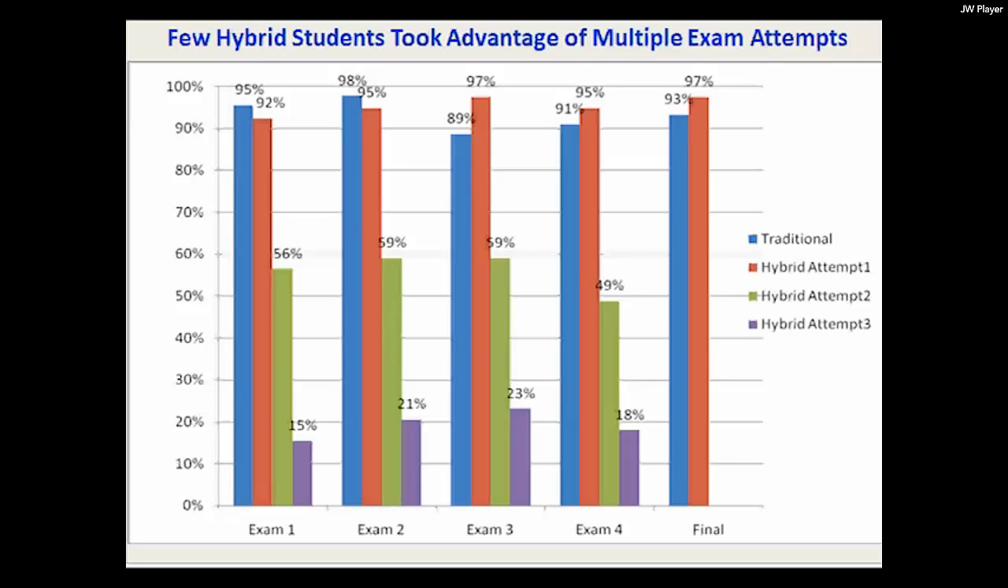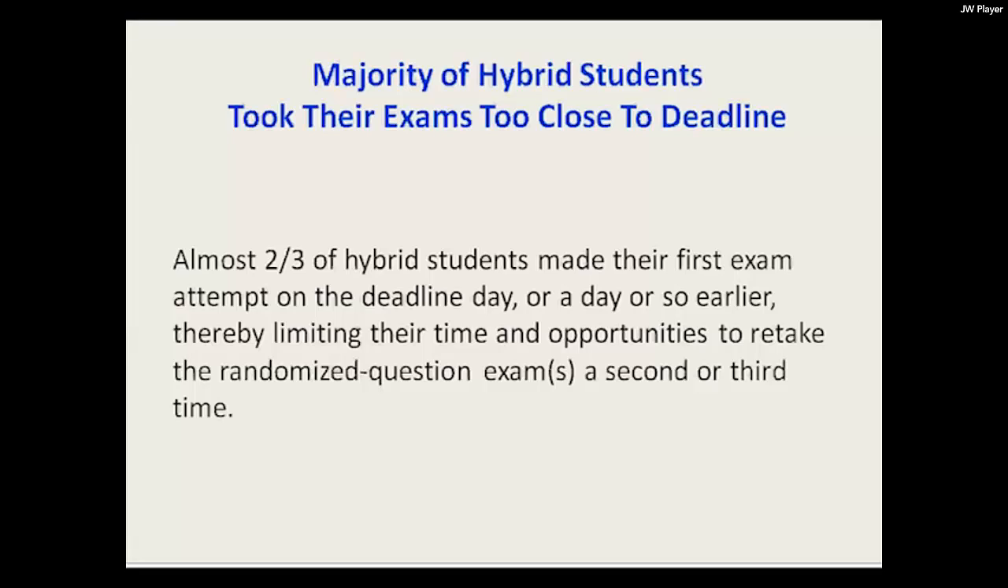Very, very low numbers. So even though the performance of the students improved with these multiple attempts, the number of students doing the tests decreased. And the reason we think this happened is because the majority of the hybrid students took their exams too close to the deadline. Almost 2/3 of the hybrid students made their first exam attempt on the deadline day.